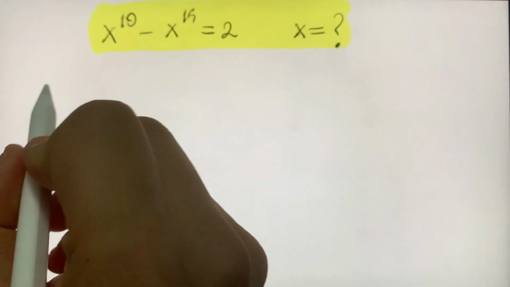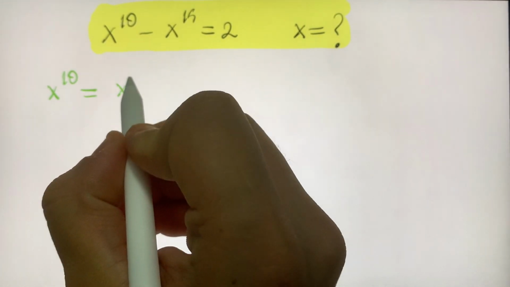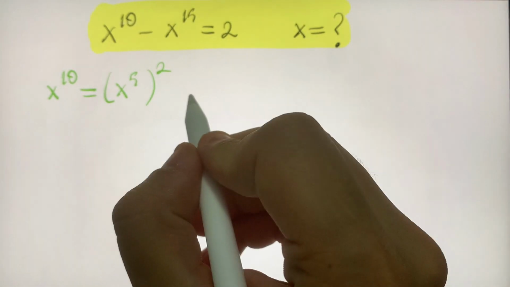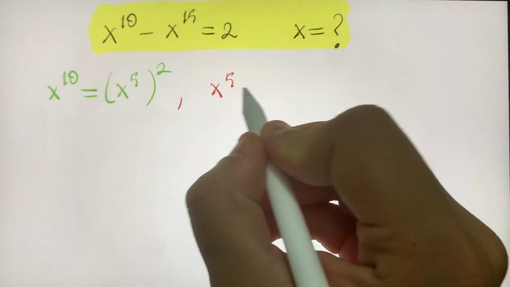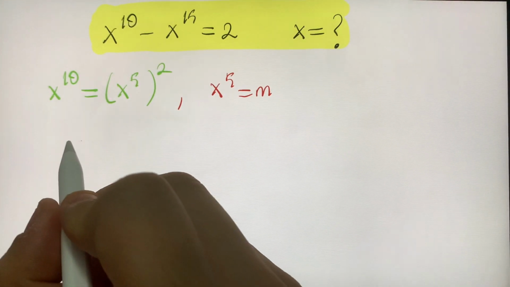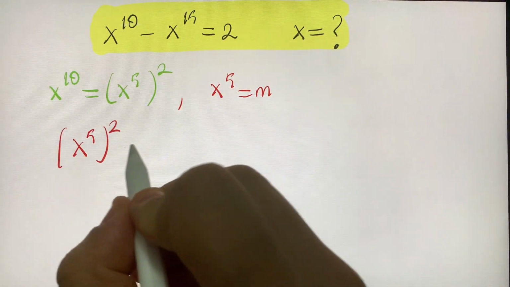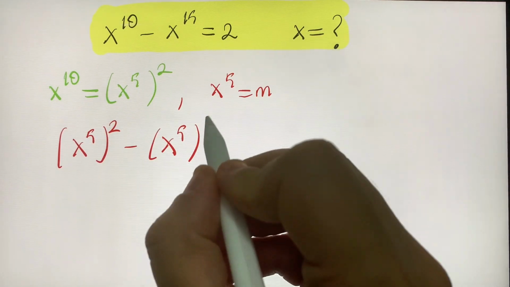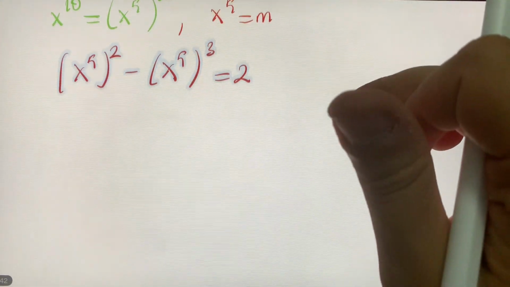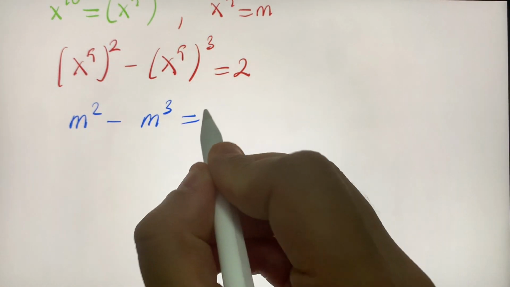First, the expression x to the 10, I can write as x to the 5 squared. After writing this, let's give it a name, like x to the 5 is m, and change our equation accordingly. What will it be? x to the 5 squared minus x to the 5 cubed equals 2. If we write m in the places we see it, we have m squared minus m cubed equals 2.